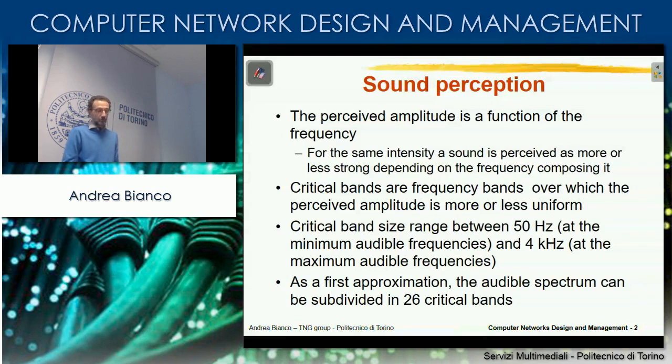What we typically do when we analyze the audio signal, not only for coding purposes, is identify the so-called critical bands, which are sets of adjacent frequencies over which the perceived amplitude is more or less similar. So within that range, we perceive the frequencies in the same way. What does it mean? If you generate exactly the same power level, we will perceive it in the same way. If you change frequency band, this is not true anymore. The size of these critical bands also varies at different frequencies. They are not constant over the frequency domain. After many analyses, as a first approximation, we typically subdivide the audible spectrum in 26 critical bands. These are 26 sets of adjacent frequencies. Within each band, our ability to detect the amplitude of the signal is more or less constant.